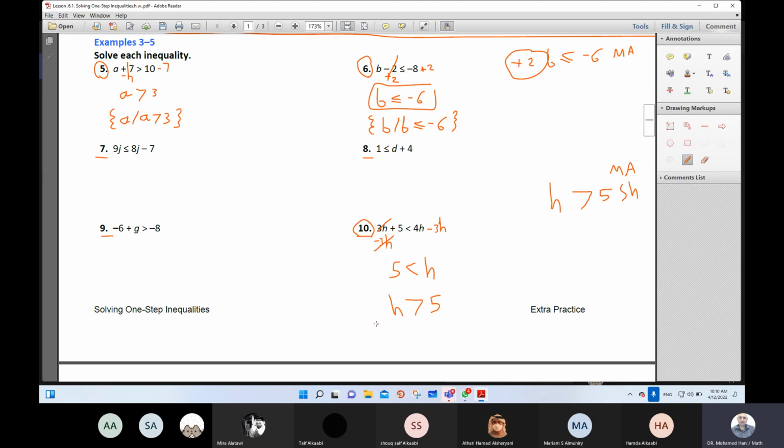And the set of solution: h such as h greater than 5. So great work, Mariam and Shok. Thank you.